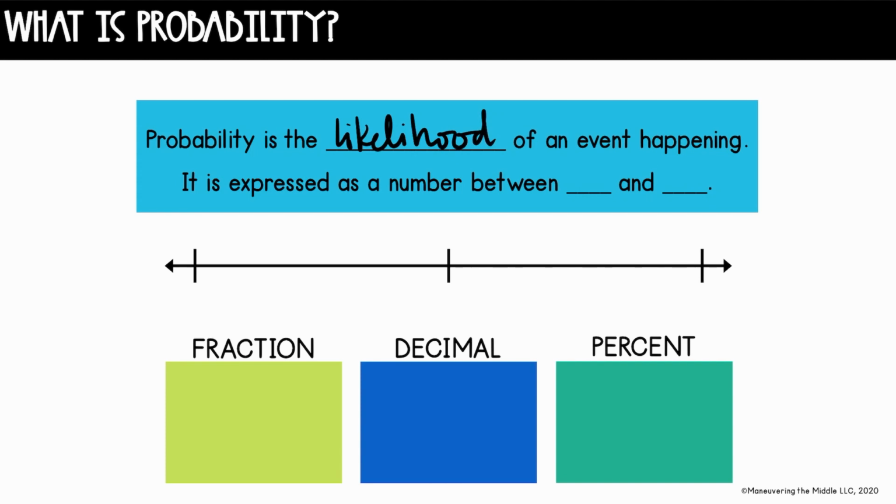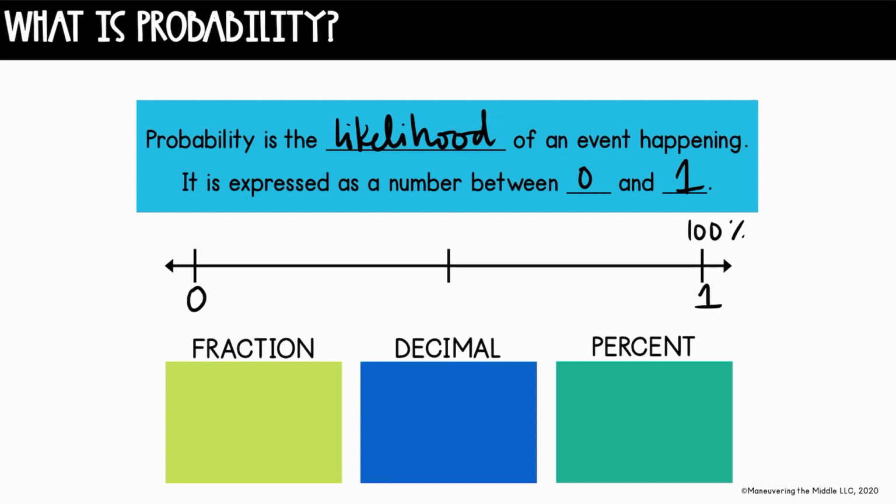And it can be expressed as a number between 0 and 1, where 0 represents something that is impossible, and 1 represents something that is certain. A lot of times, probability is represented as a fraction. It can also be represented as a decimal or a percent. So something that you are certain is going to happen would have a 100% chance of occurring, or 1.